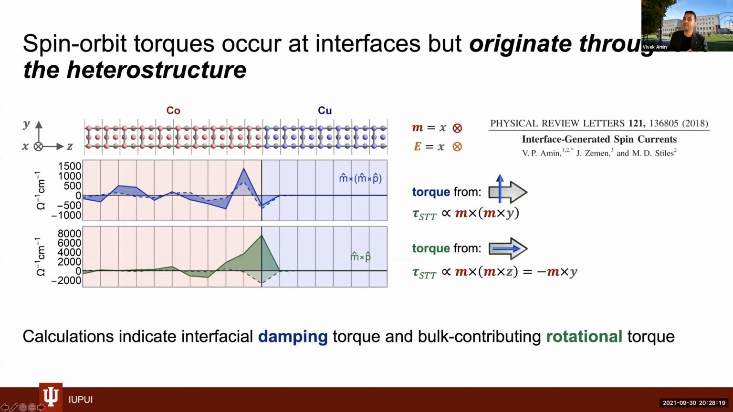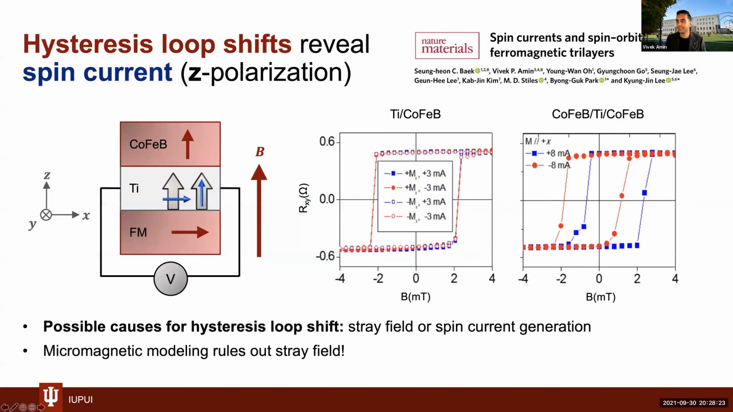Okay, so I've talked about a simple model, I've talked about first-principles calculations, and so now I want to talk about what happens in experiment. Here we looked at a ferromagnetic trilayer where this bottom ferromagnetic layer could be cobalt iron boron or permalloy. We have a titanium spacer layer, and then we have a cobalt iron boron out-of-plane layer. We run a current in plane, and we apply a magnetic field out of plane to look at the hysteresis loops.